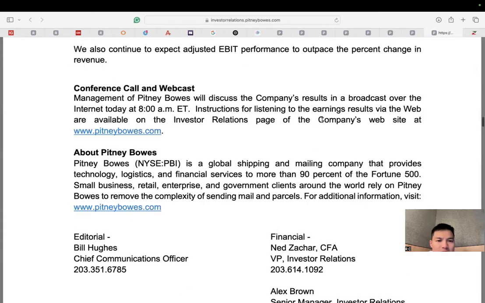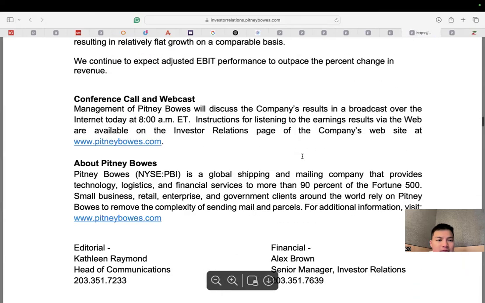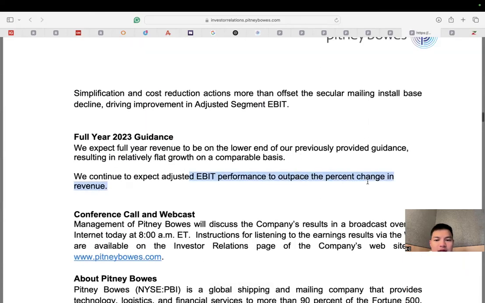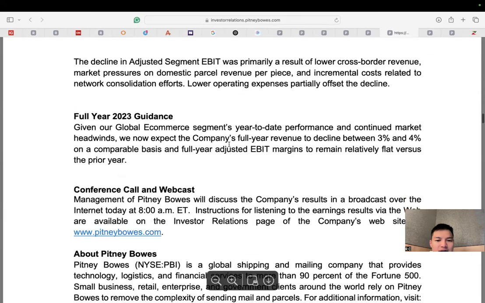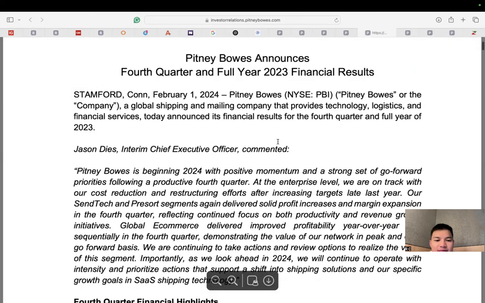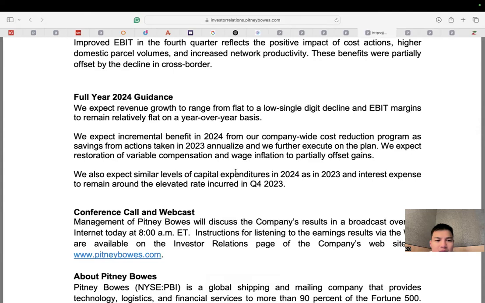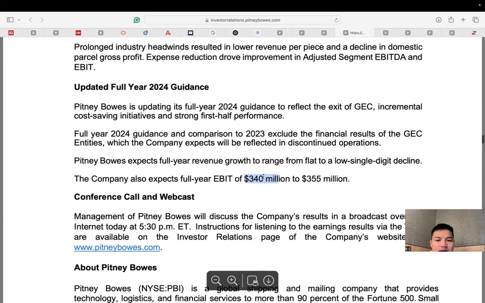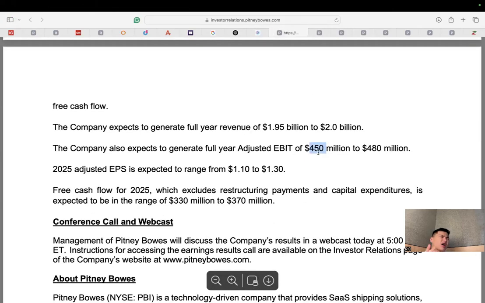This is way before. It was EBIT. This is way before. EBIT to outpace the percentage change in revenue. Literally, that's the language that they're using. Full year EBIT remains flat. Where is the EBIT remain flat? 3.4 and then 3.55. So from what I've seen in the past 2 years, this is like the highest it has ever been.